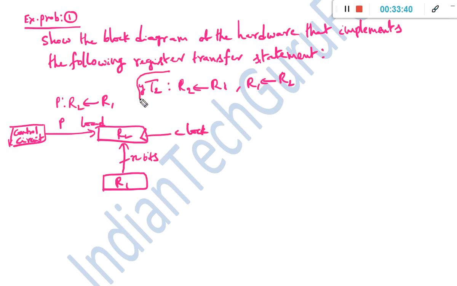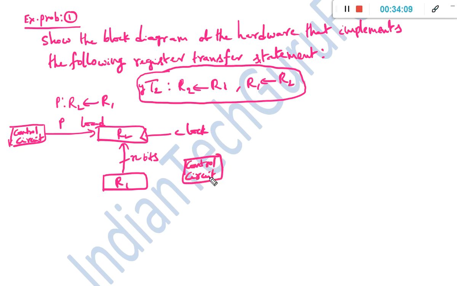So in a similar fashion we have to derive a block diagram for YT2 colon R2 assignment R1 comma R1 assignment R2. That is, we are going to perform two different operations. So now let us try to draw a block diagram for this. The control circuit is going to control the values of Y as well as the value of T2. Okay, two values are here, Y as well as T2.